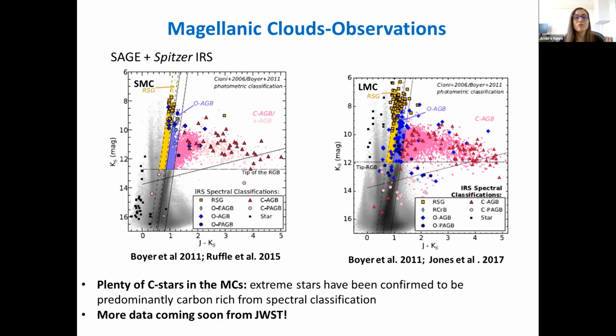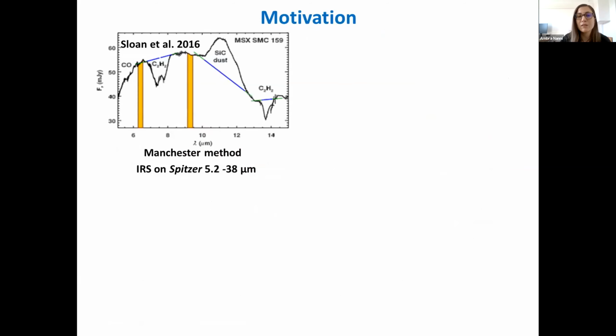Given this, we know that in local galaxies, and in particular in the Magellanic Clouds, we have plenty of observations of carbon stars. These stars are particularly relevant for the dust enrichment and chemical enrichment of these systems. Carbon stars are also among the red stars, so they really shape the color magnitude diagrams of these galaxies. We expect more data coming soon from the JWST, for example, for low metallicity galaxies. For a fraction of these carbon stars in the Magellanic Clouds, we also have Spitzer spectra.